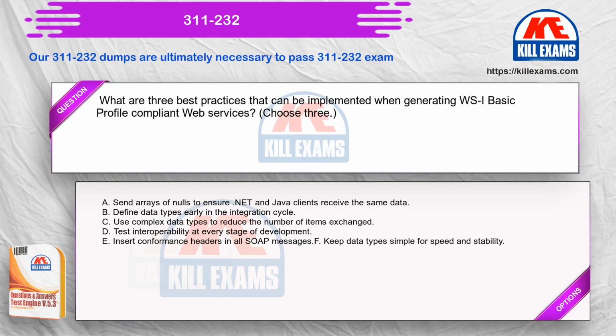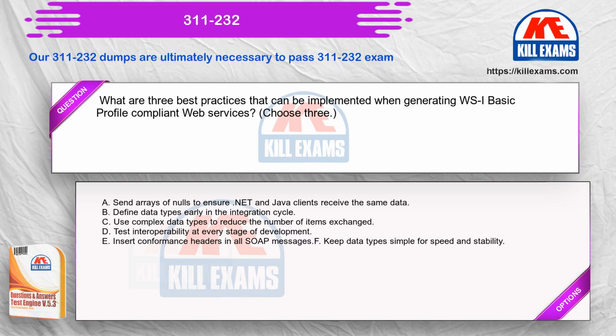What are 3 best practices that can be implemented when generating WS-I Basic Profile compliant web services? Choose 3. Option A. Send arrays of nulls to ensure .NET and Java clients receive the same data. Option B. Define data types early in the integration cycle. Option C. Use complex data types to reduce the number of items exchanged.